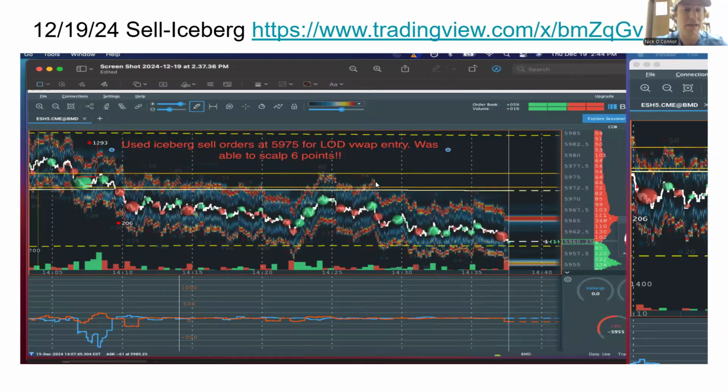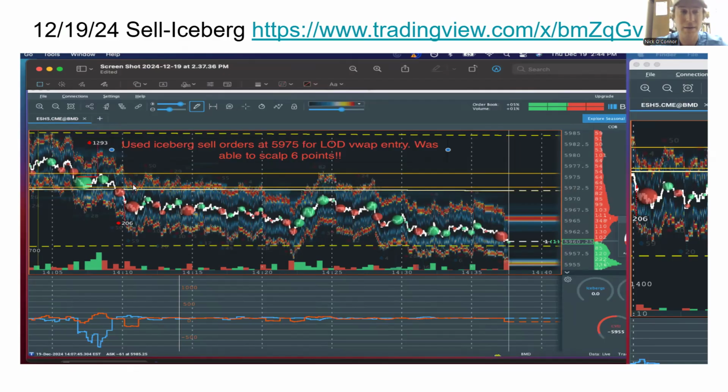So that was an example of buy ice. I wanted to show a couple sell ice examples. So this is Bookmap from December 19th. And in the top left here on the Bookmap heat map, you can see that there was about 1,293 sell ice detected. And the zone that it was filled at, the price zone, I drew those yellow lines around it. So it's about 59.72.5 to 59.75.